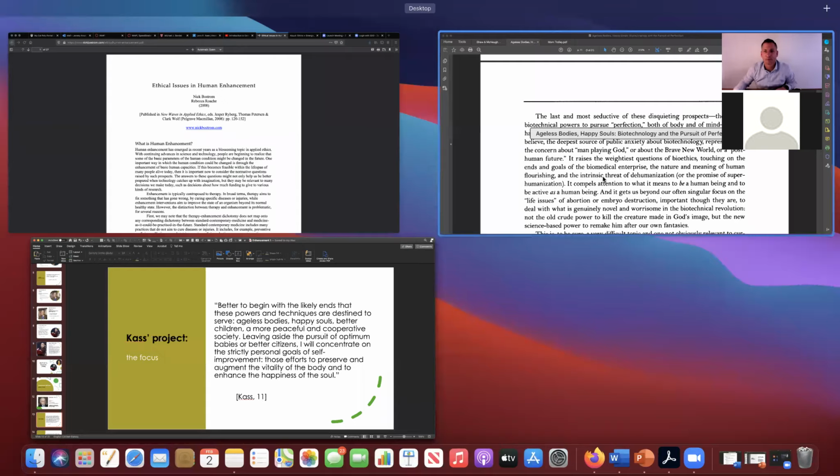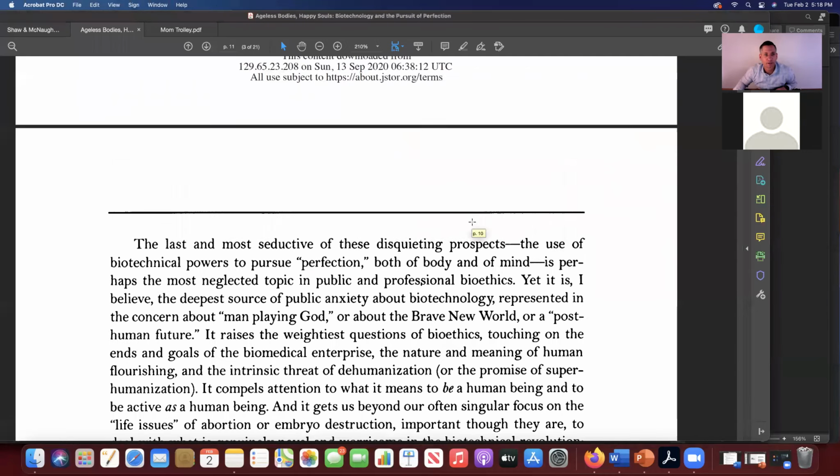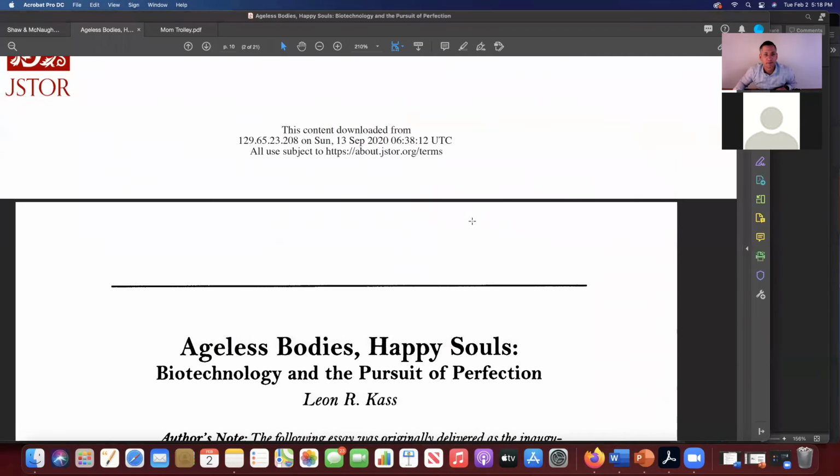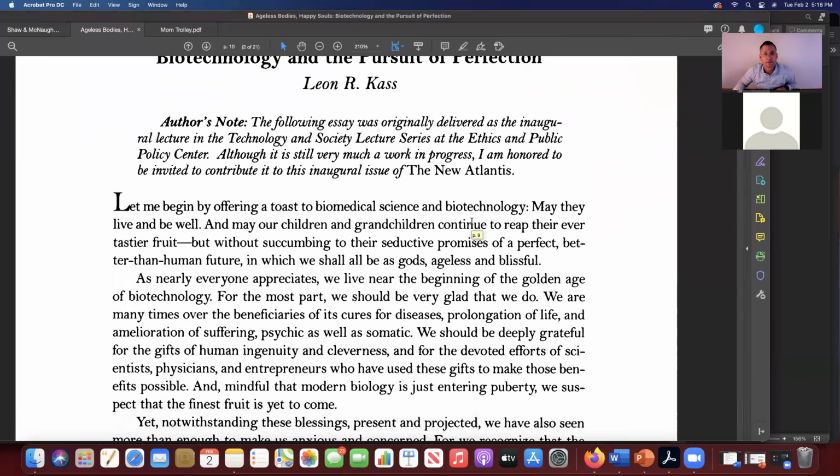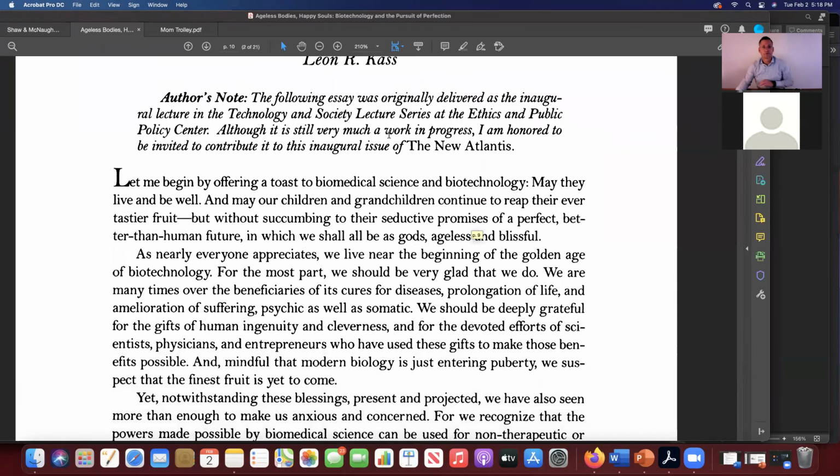Let's go to the Kass paper, though, maybe really quickly before we get to that passage. So he begins this. So this is just the author's note at the top of the page. The following essay was originally delivered as the inaugural lecture in the Technology and Society Lecture Series at the Ethics and Public Policy Center. Although it's still very much a work in progress, I'm honored to be invited to contribute it to this inaugural issue of the New Atlantis.